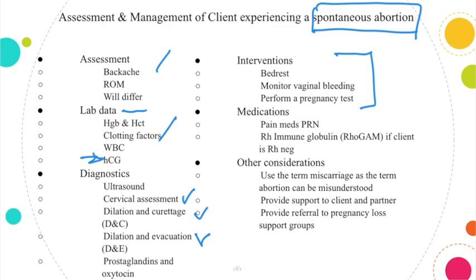What is their RH status? This you're going to see over and over and over again. If they're RH negative, they need to have the immune globulin injected to protect against future pregnancies.